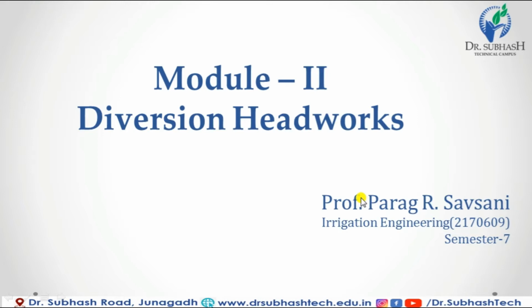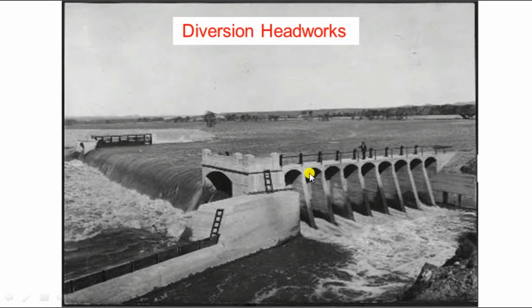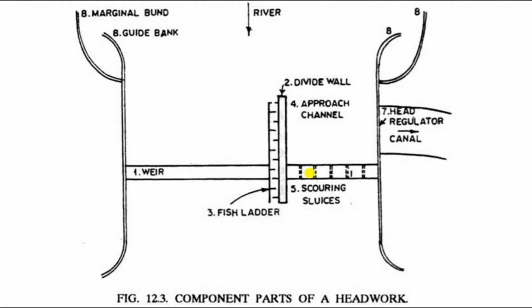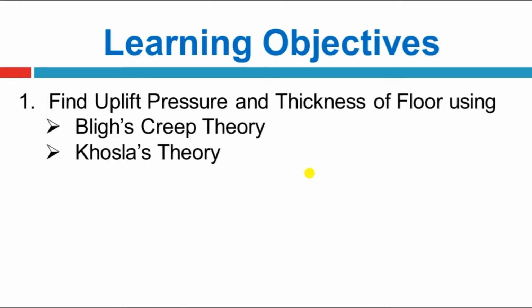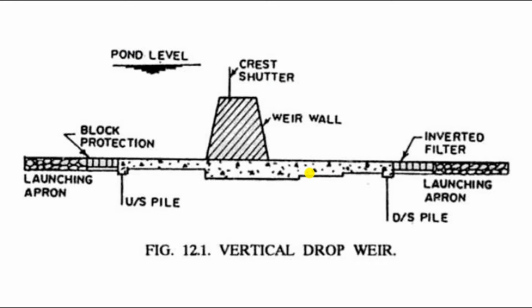In Bligh's creep theory, we usually see diversion headworks only as 2D diagrams, but in actual practice they are three-dimensional. Now those are the components and parts of a headwork. Today we are learning about Bligh's creep theory and Khosla's theory.